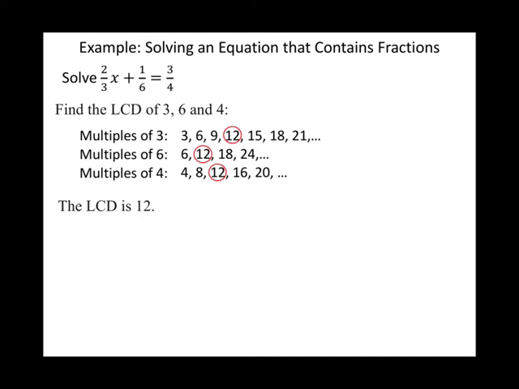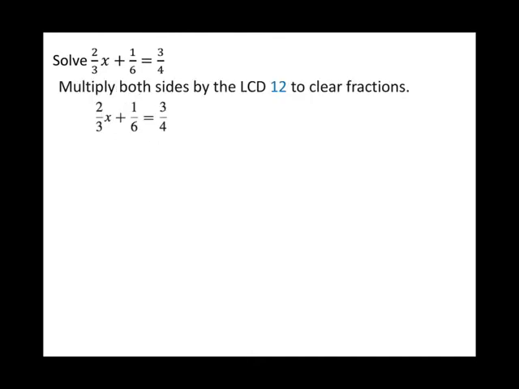And we are not done yet. Keep going. Now we're going to multiply by the LCD to clear the fractions. I don't want to deal with the fractions, so I'm going to multiply 12 on both sides. On the left-hand side here, I'm going to put parentheses, so make sure you distribute the LCD one by one here.